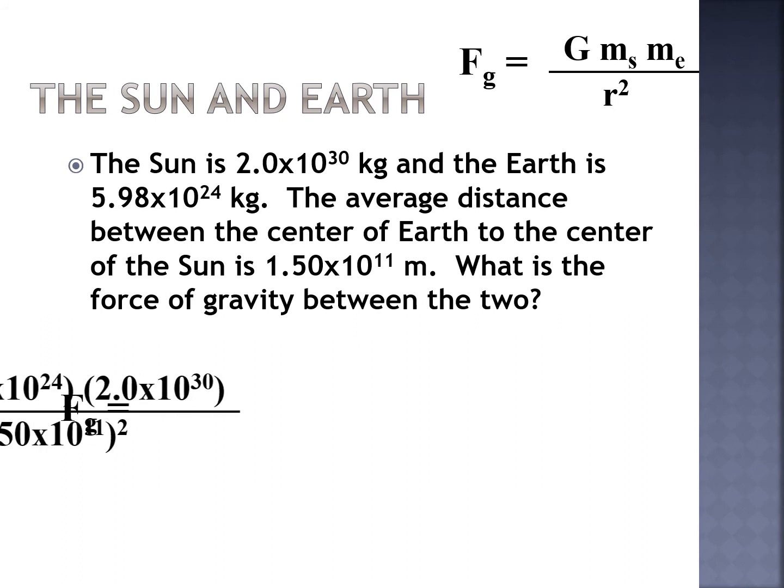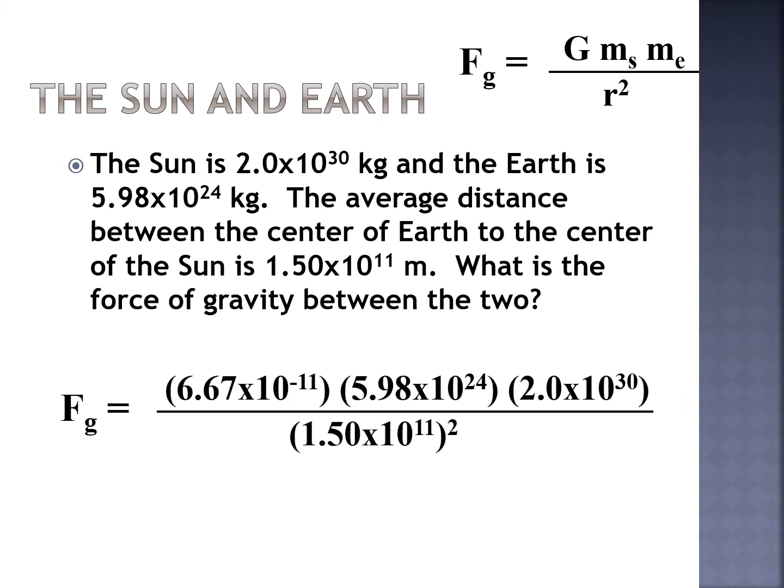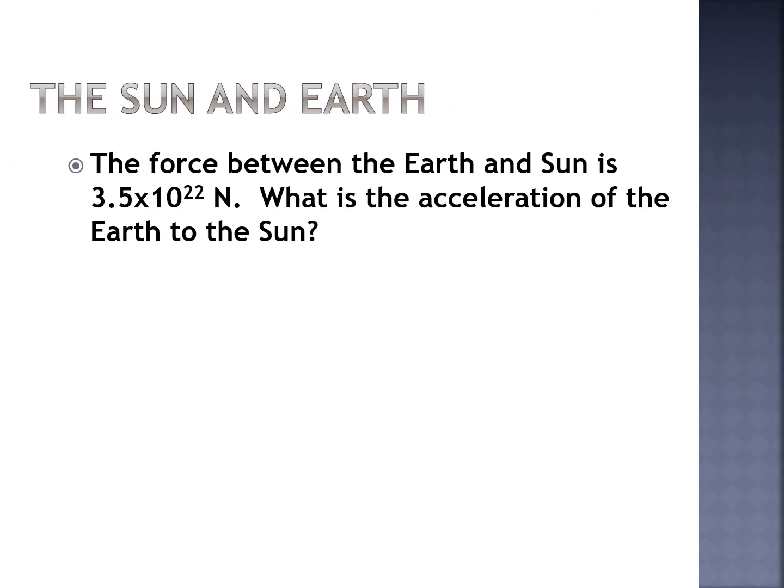We're going to use the gravitational force equation, 6.67 times 10 to the negative 11 times the mass of the earth times the mass of the sun, divided by the distance between the two squared. Now it's very important you remember that squared right there, because that's going to mess up your numbers if you forget it. Punch it into your calculator, you get 3.5 times 10 to the 22nd newtons. So we know we have a force that's acting on the earth from the sun. It's 3.5 times 10 to the 22nd newtons.